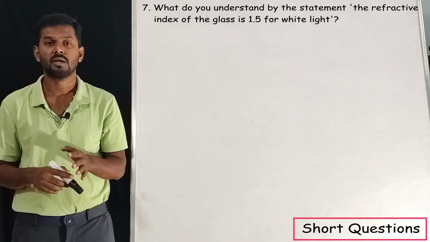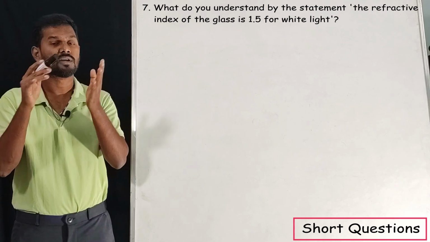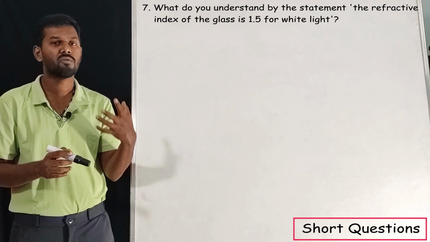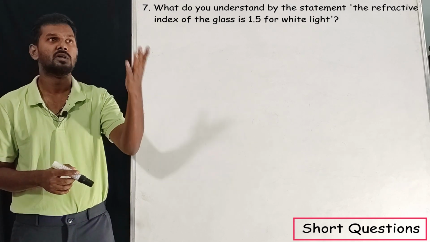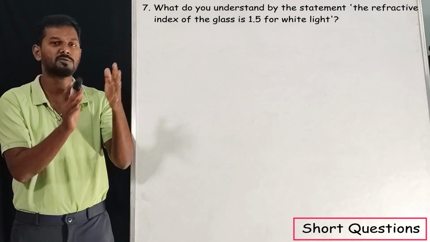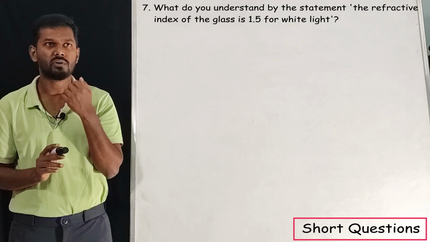Our next question: what do you understand by the statement that the refractive index of glass is 1.5 for white light? See, in the concept video I told you the refractive index for different colors is different. Even though refractive index is based on the medium, it is different for different colors. So most of the time, if they don't specify any color, that is nothing but white light.